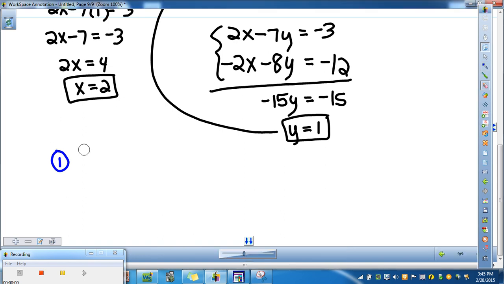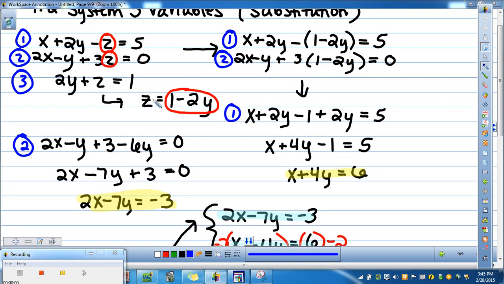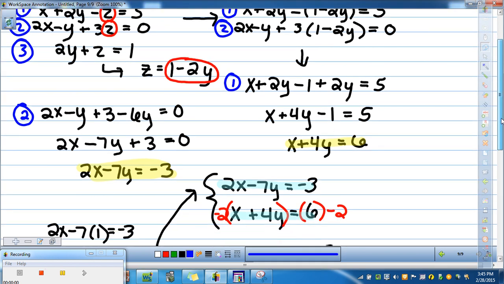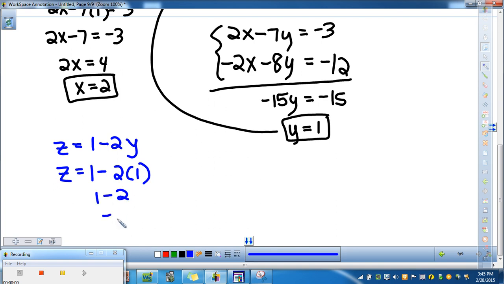Actually, no, what's going to be easier here, because we solved for z right here, that's the variable that we still need to get. So let's use that z equals 1 minus 2y. And here we can plug in y equals 1. And we get z equals -1. Putting these together, x, y, z, 2, 1, -1.